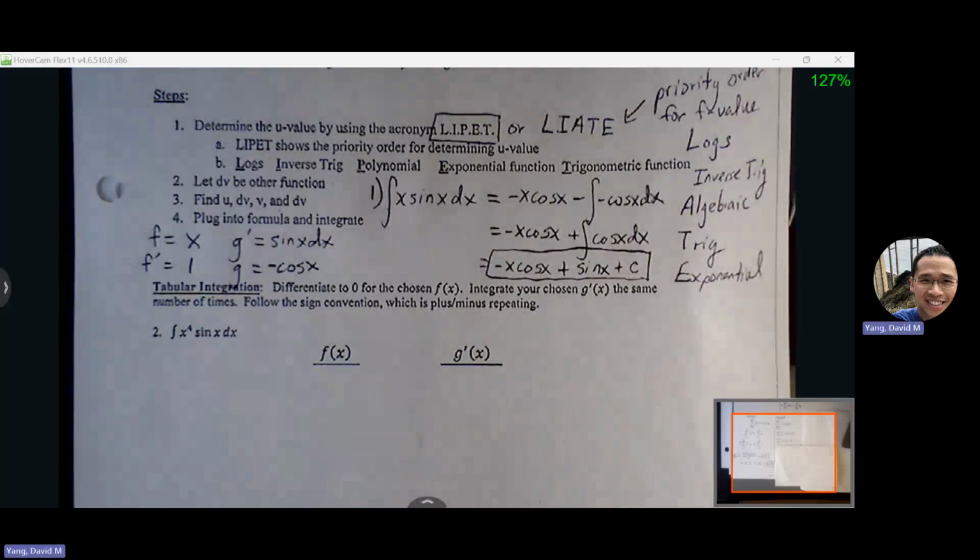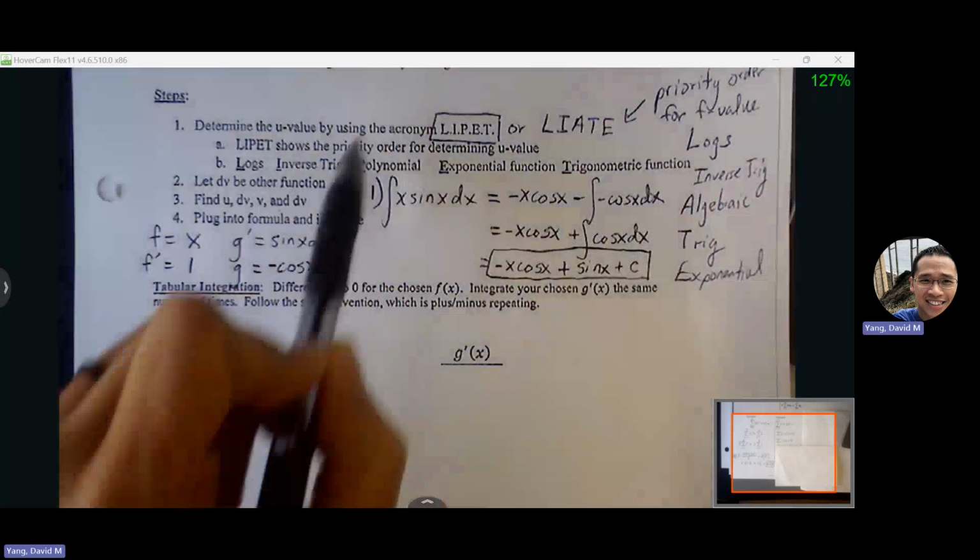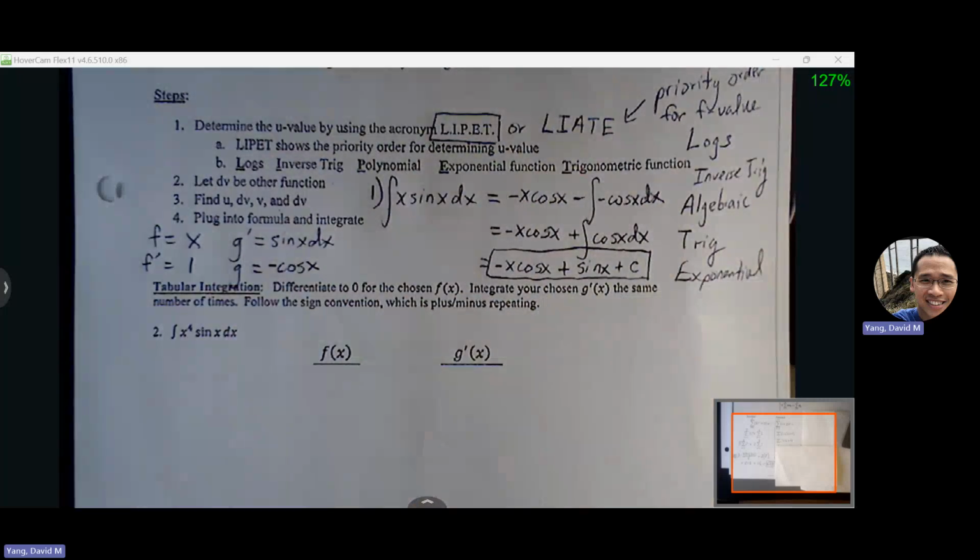Any questions here? Now, there's a shortcut to this method, but the shortcut can only work if there are no logs involved. Okay, if there's logs involved, you're kind of forced into this process. All right.